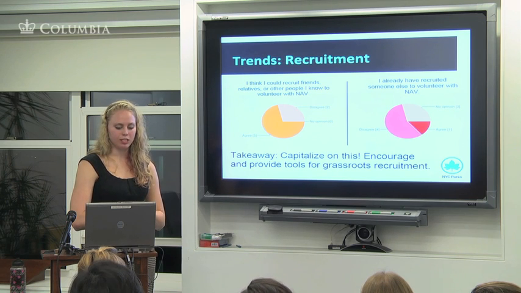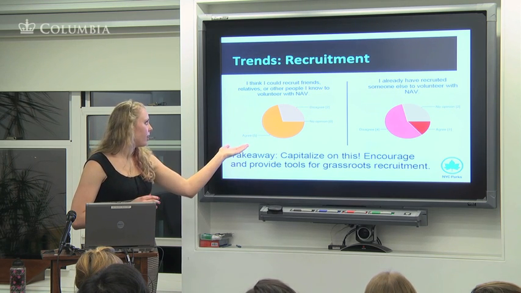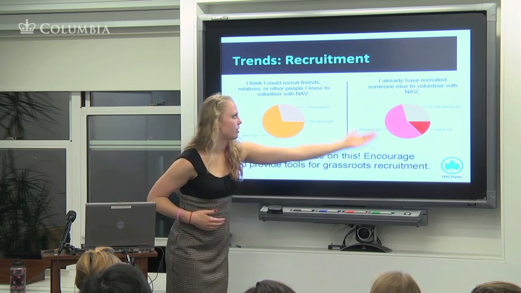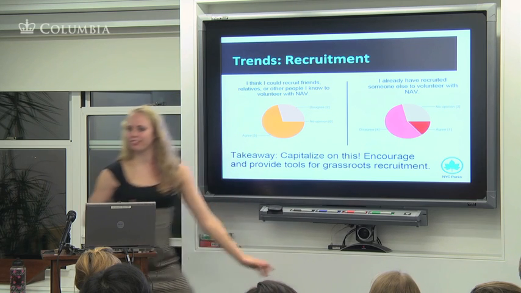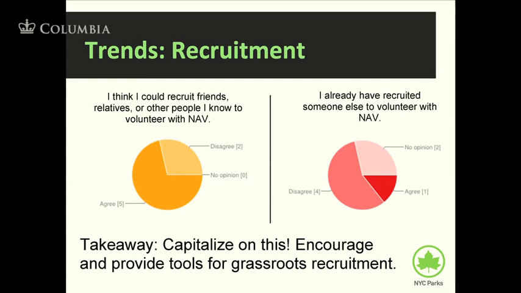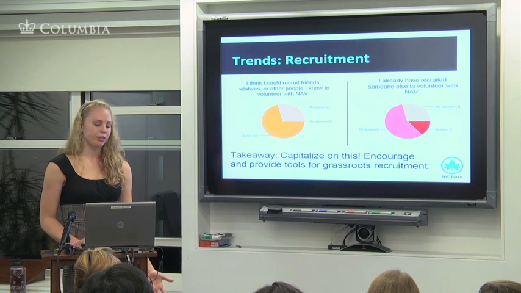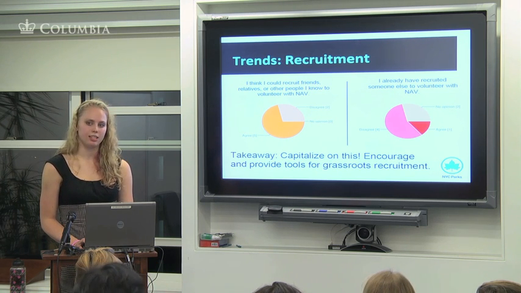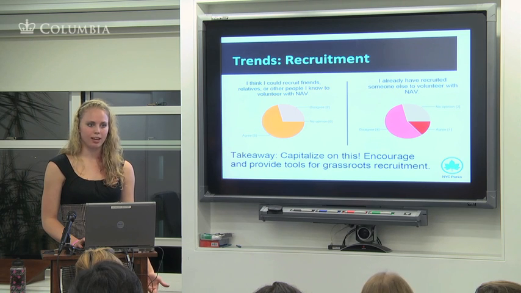So one of the trends was in recruitment. People thought that they could recruit friends. That's this big chunk. But this big chunk says that they have not already. So we saw this as an opportunity to capitalize on this imbalance. We thought it would be helpful for NAV to know that they can provide tools for grassroots recruitment. People are willing to recruit just on their own terms. So if they're provided the right tools, we see this as a very low-cost way of increasing retention.